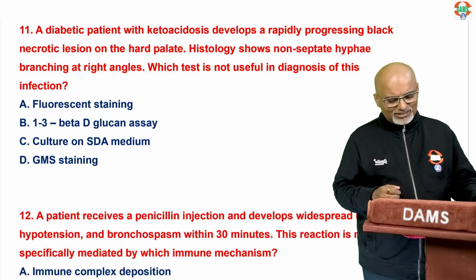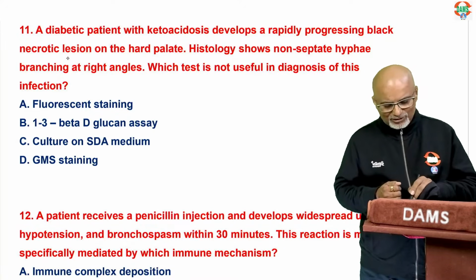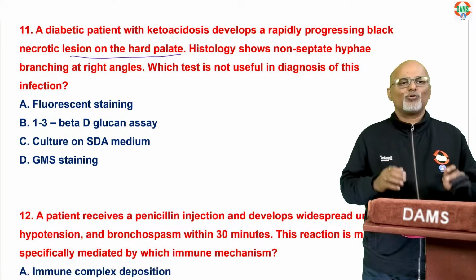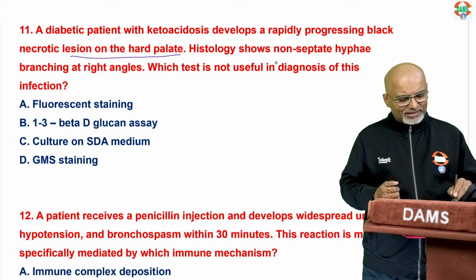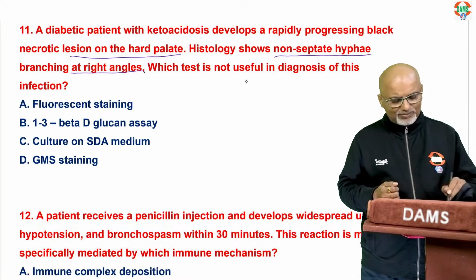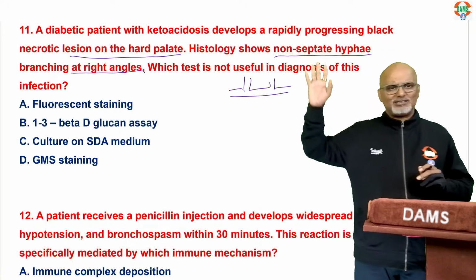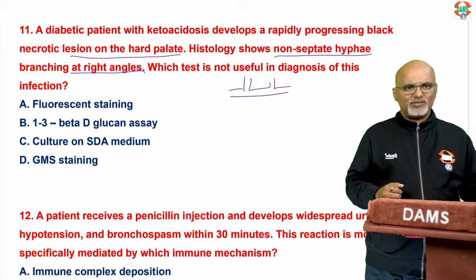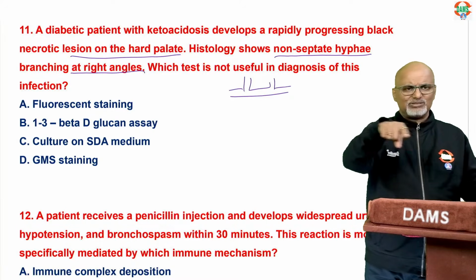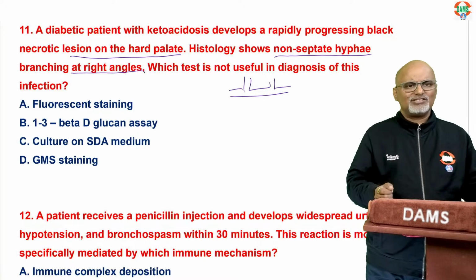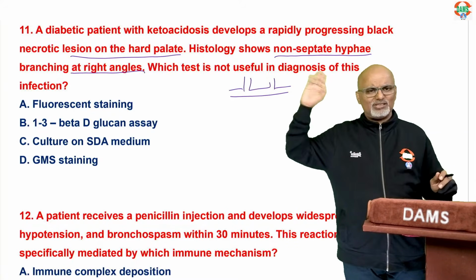A diabetic patient with ketoacidosis, black necrotic lesion on the hard palate, nasal crust, black discoloration, and diabetic ketoacidosis, aseptate or non-septate hyphae with right angle branching. What else do you want? Instead of giving one word, mucormycosis, they are saying it like this. Instead of telling jalebi, they're saying a sweet, thread-like material with mixed different sizes, round, sticky nature. That is called jalebi. Like that. Instead of telling mucormycosis, they give all the things.